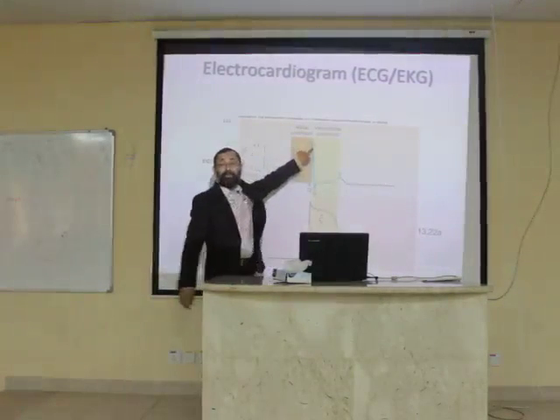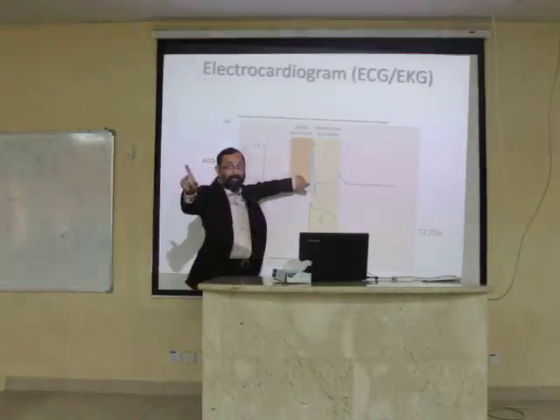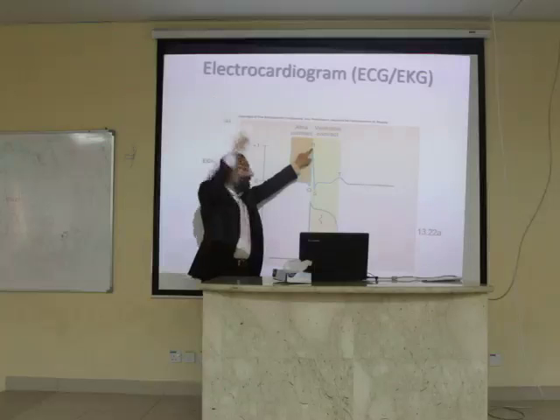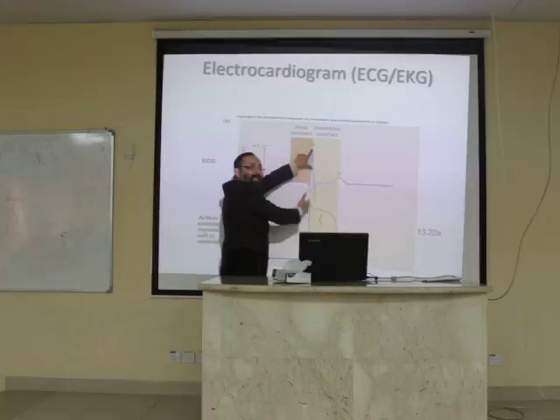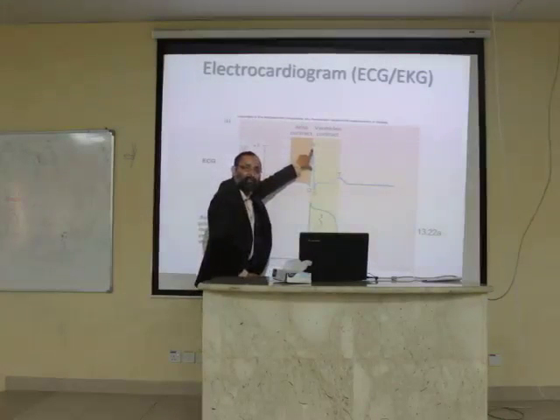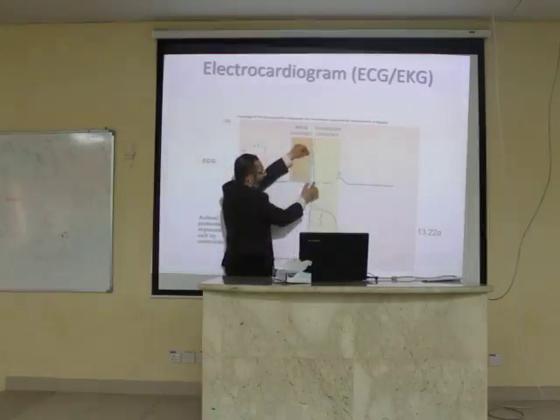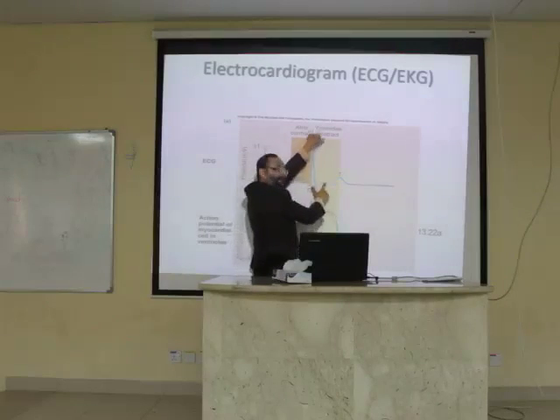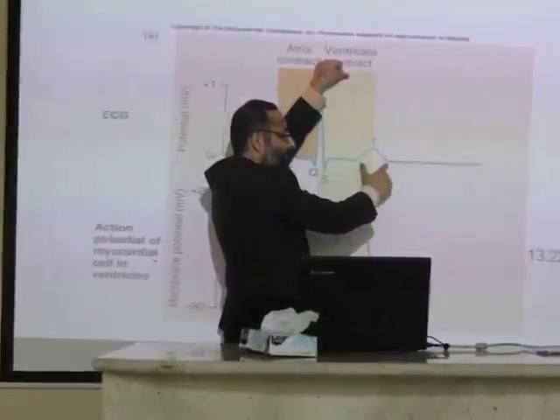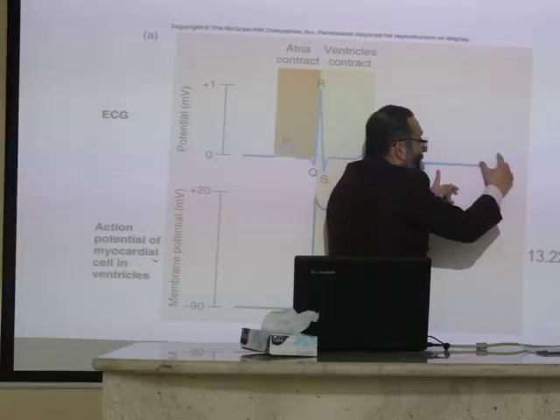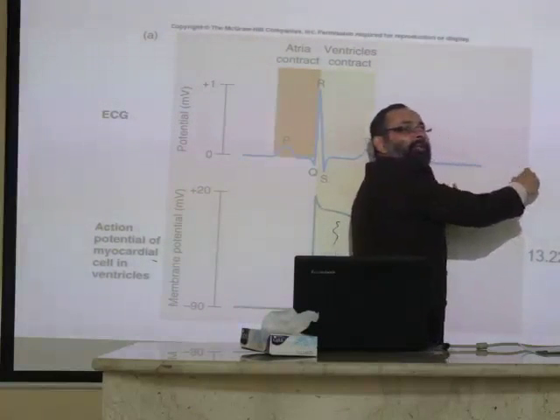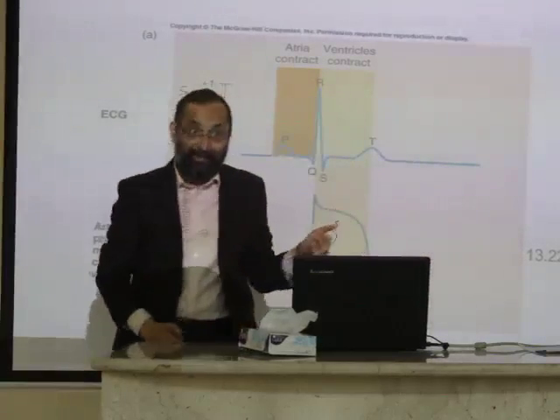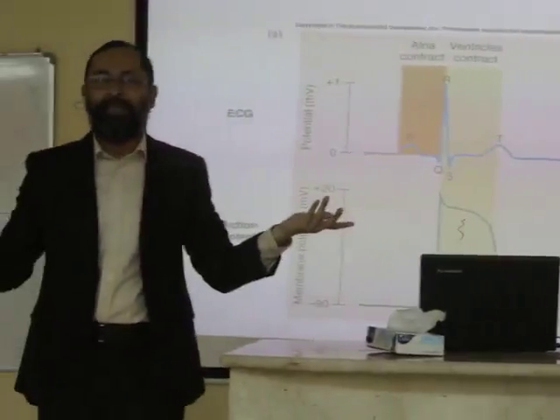You are starting from this point, not from the beginning of the R wave. From the top, from the summit, the highest point, you are starting. So you are including minus R wave here. If you draw the line from here, how much are you including? Minus R wave, one S wave, segment, one T wave, TP segment, T wave, TQ segment, Q wave, and minus of the R wave again. That means you have covered the complete thing.